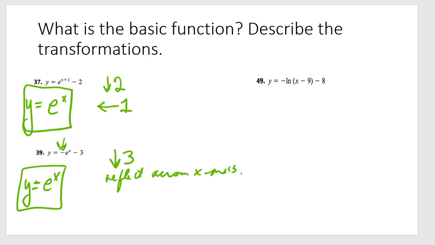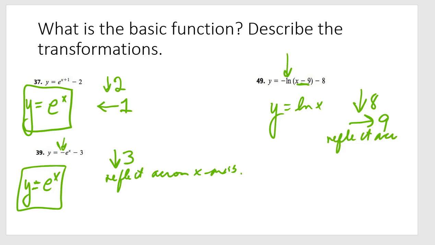Let's look at the next one, number 49. Our basic function here is y equals the ln of x, but it's been transformed. It also has a number by itself. A -8 tells us to go down 8. Next, we check our x. Our x has a -9. Since it says x - 9, we know that's the wonky one we have to think about. A -9 means we're going to go right 9. And then it has a minus in front of the ln. That tells us we're going to reflect across the x-axis.